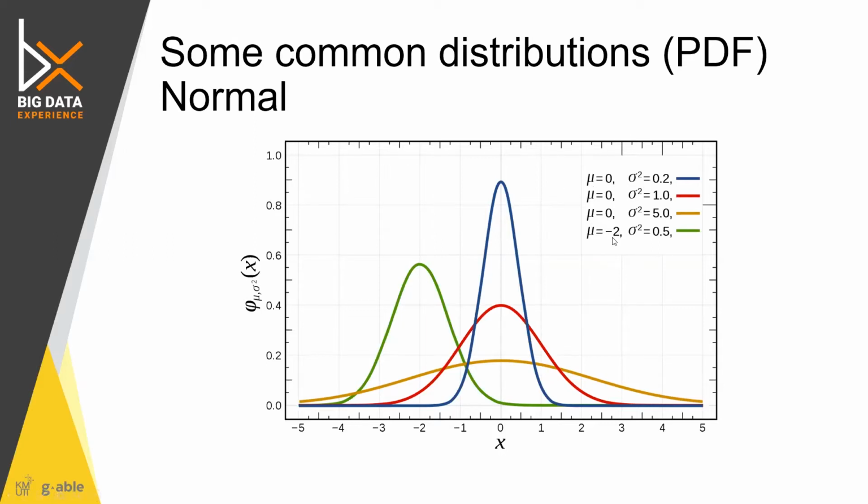Sigma square, or variance, indicates the spread or the scale of the distribution. The larger the sigma square, the wider the mountain would be, the wider the distribution would be. The smaller sigma square indicates a narrower distribution. As you can see here, as sigma square increases from 0.2 to 1 to 5, the base of the distribution becomes wider and wider. So that's sigma square, the variance. So this is the normal distribution.